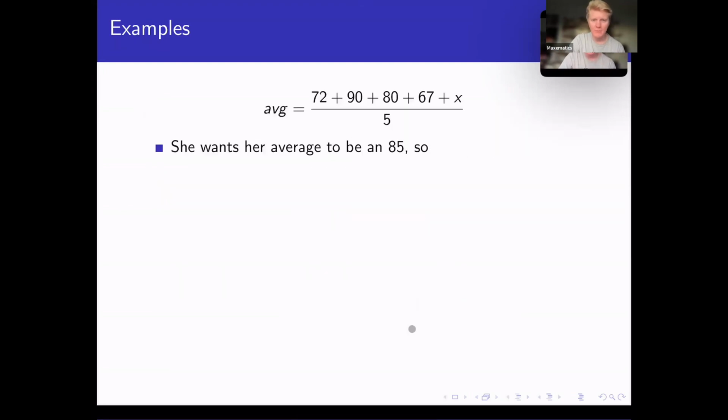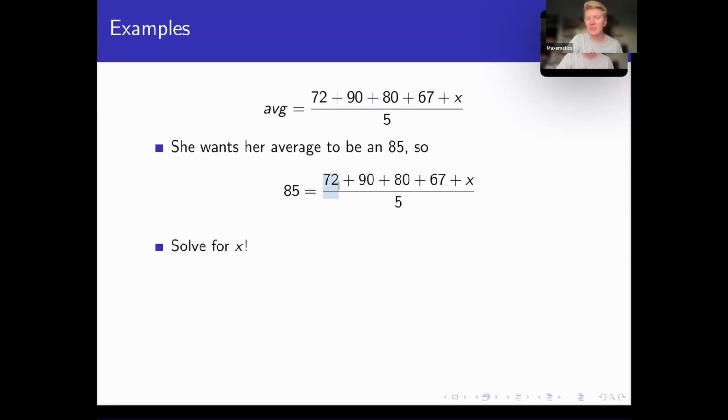Okay, but she wants her average to be an 85. So the average will be 85. And would you look at that? This is now just another linear equation, right? X to the first power, linear. Okay, well, let's solve for X.